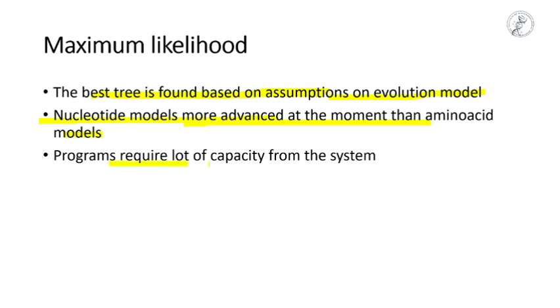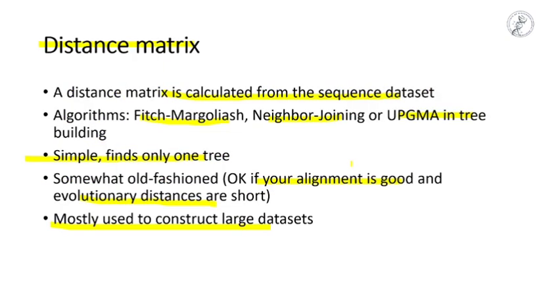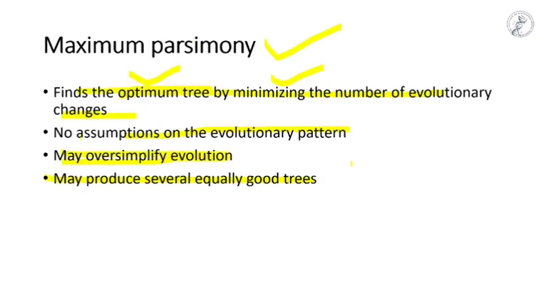The program requires a lot of capacity in the system to execute maximum likelihood programs. So these are the methods. Mainly we use the distance matrix method, which is one of the oldest methods. In this method we construct only one tree, and it is used for constructing large data sets.